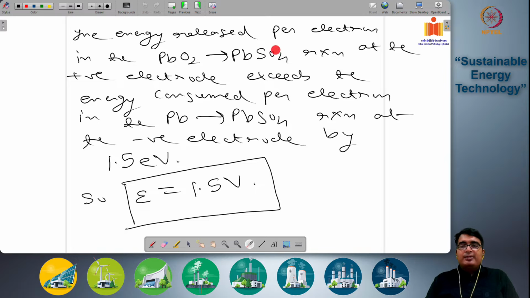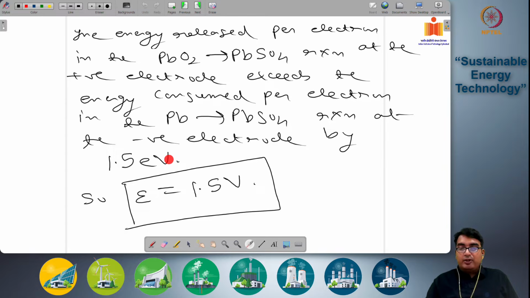So the energy released per electron in the lead dioxide to lead sulfate reaction at the positive electrode exceeds the energy consumed per electron in the lead to lead sulfate reaction at the negative electrode by 1.5 electron volts. So the EMF is 1.5 volts. Basically this is the energy difference between the energy released and the energy consumed in terms of electron volts. It's a unit of energy, a very small unit of energy. It's the energy gained by an electron as it goes up a potential gradient of 1 volt. So that's the unit of energy here.